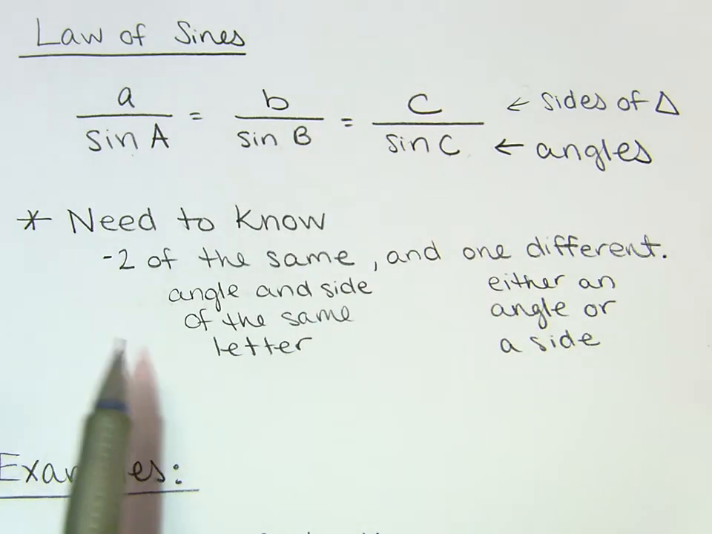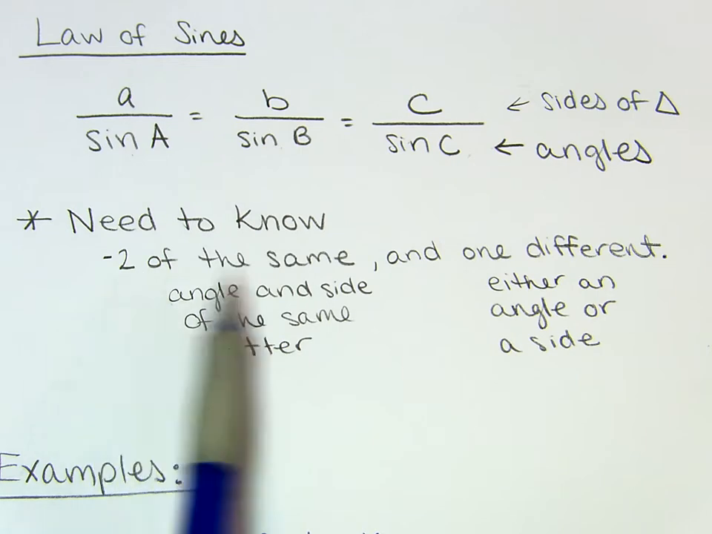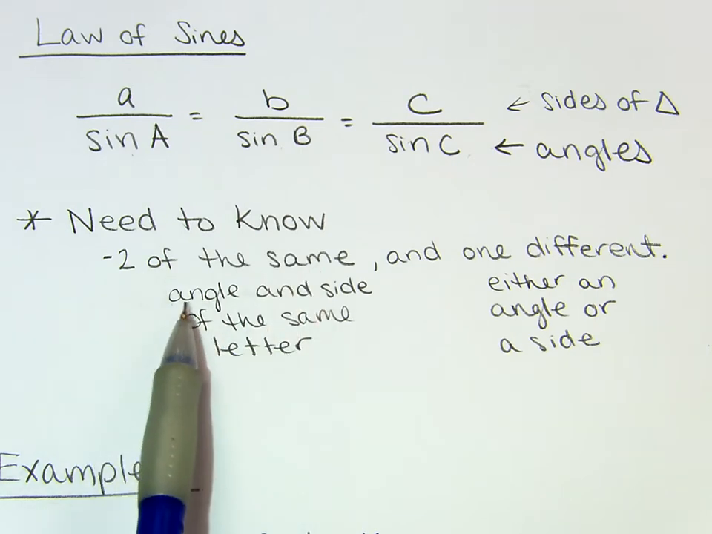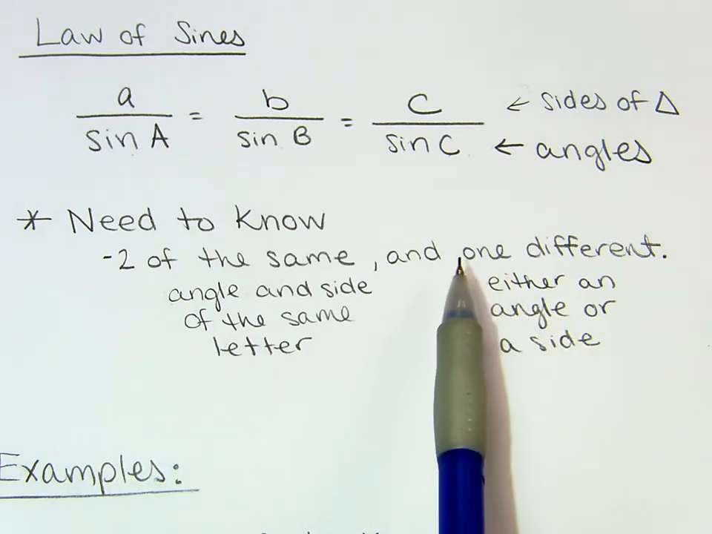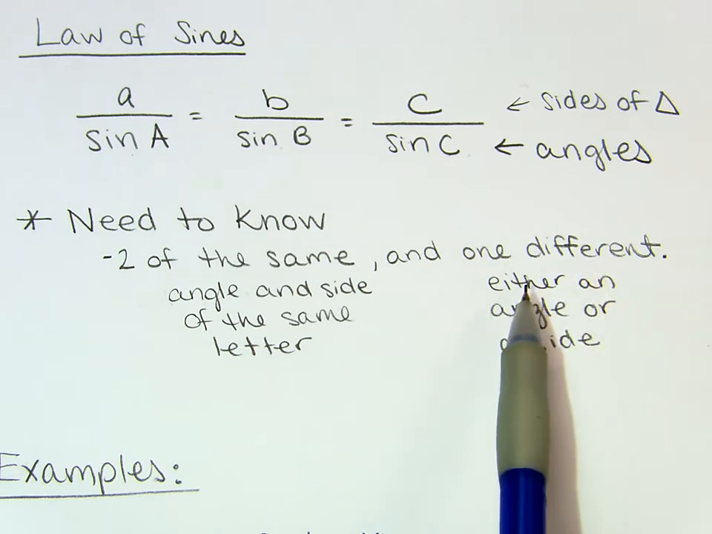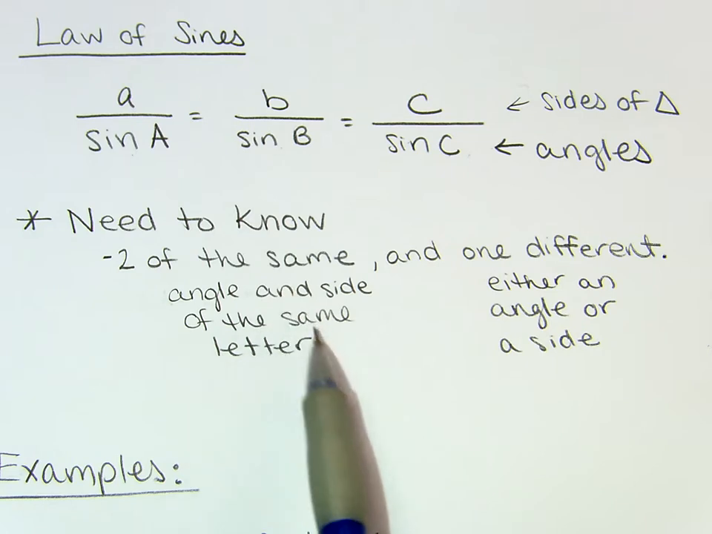The only thing you need when you're using law of sines is, when you're given information, it has to be two of the same. You have to have an angle and a side that's the same letter, or representing the same value, and one different. It could be an angle or a side, it doesn't matter. So you just need to have two of the same and one different.